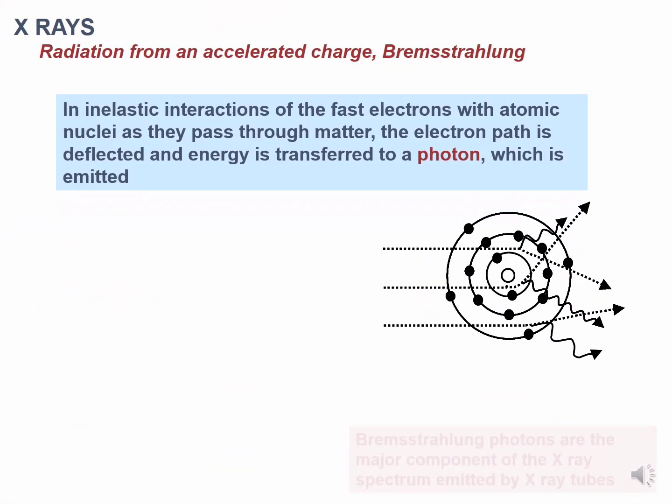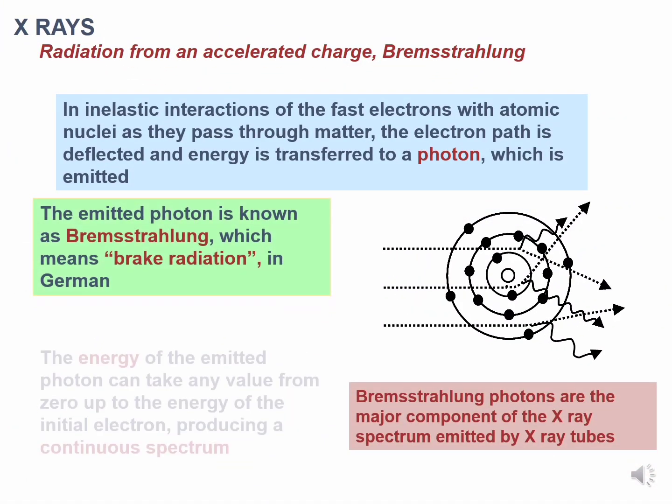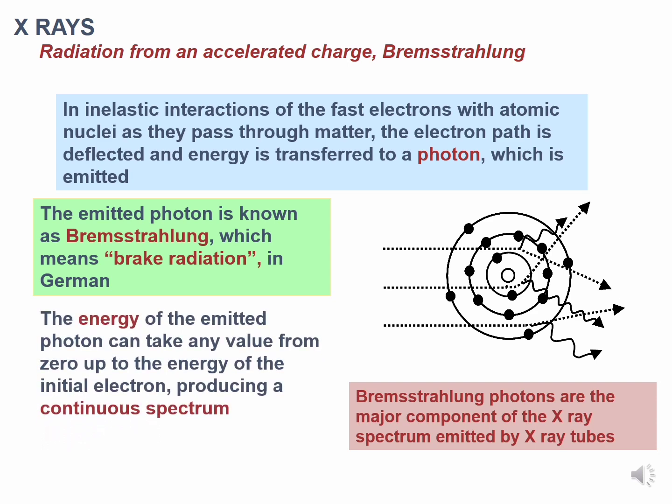In Bremsstrahlung radiation, X-rays are produced when incident electrons interact with nuclear electric fields, which slow them down or break them, and then they change their direction. The energy is then transferred to a photon, which is also emitted and can take any value from 0 up to the energy of the initial electron, thereby producing a continuous spectrum. So the majority of X-rays produced in X-ray tubes are via the Bremsstrahlung process.